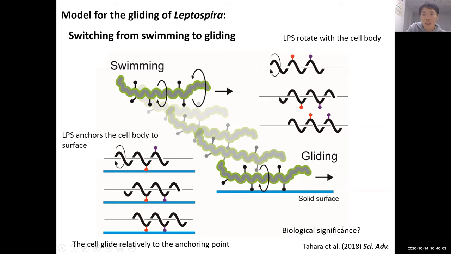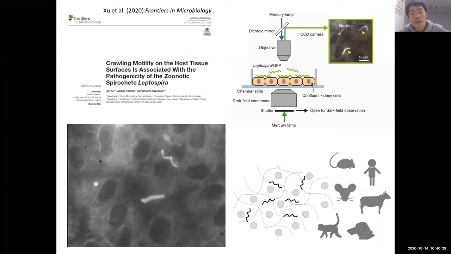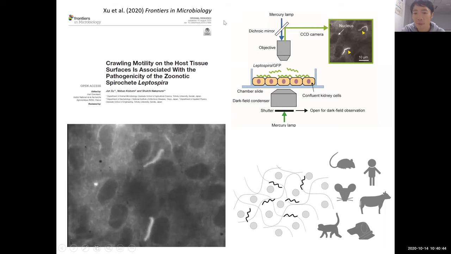A recent publication may answer this question. Does Leptospira move on cultured kidney cells? It is not on a glass surface, but on an animal cell surface. We would like to know whether such motility is related to pathogenicity on cultured cells. We designed such an experimental setup, and we measured several different Leptospira species on diverse mammalian cells.